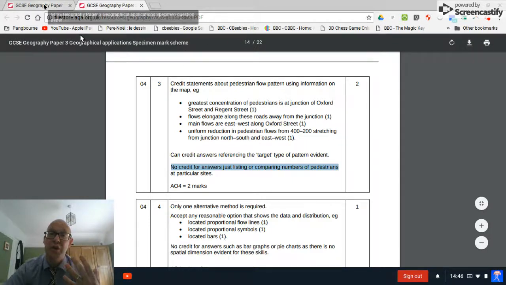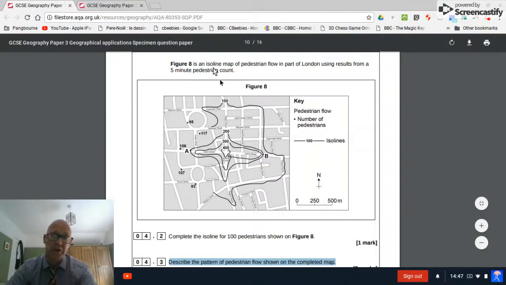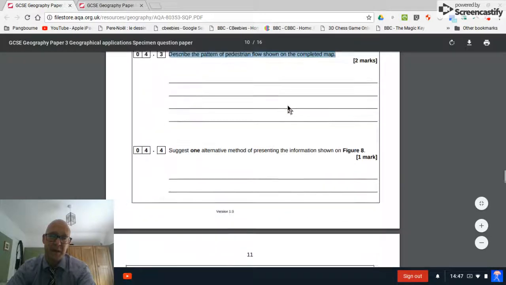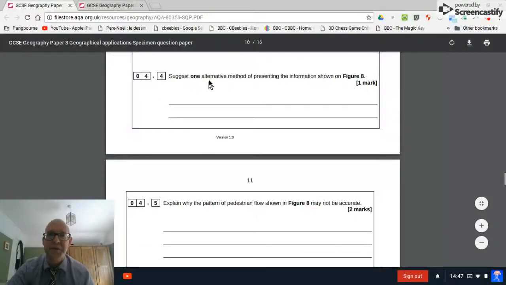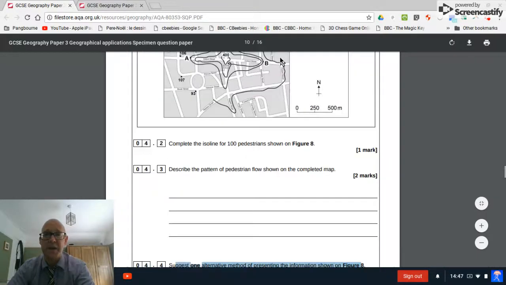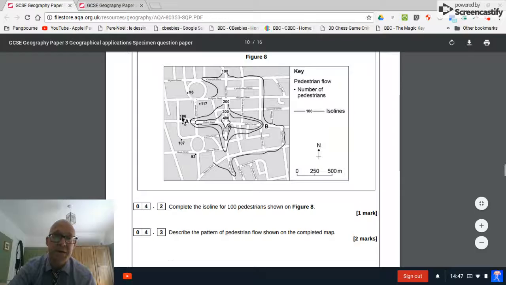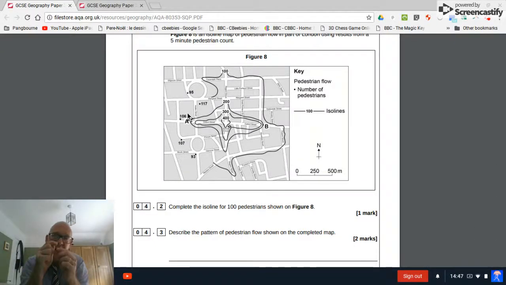Or you can use your textbook, as it has a nice section on comparing data presentation techniques. Next question. Suggest one alternative method of presenting the information shown. Well, it's numbers on a map. And if we're going to present numbers on a map, another way to do it at each of those points is to put some kind of proportional scale symbol where the symbol matches the number.